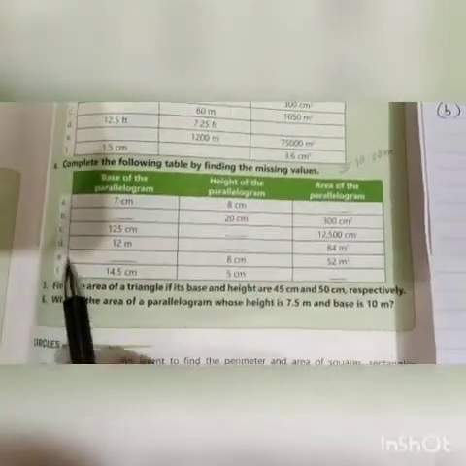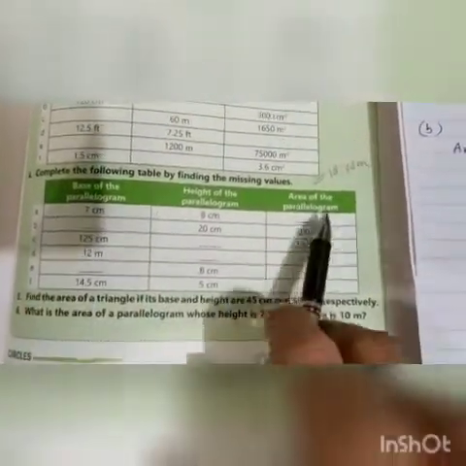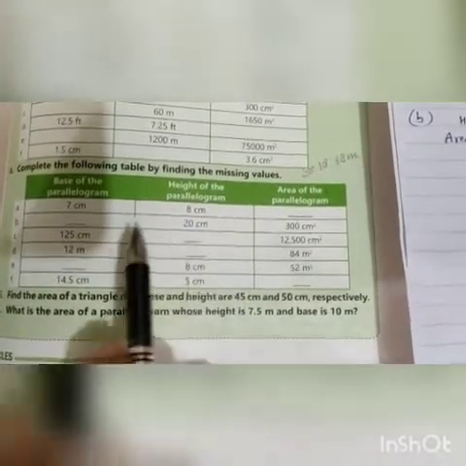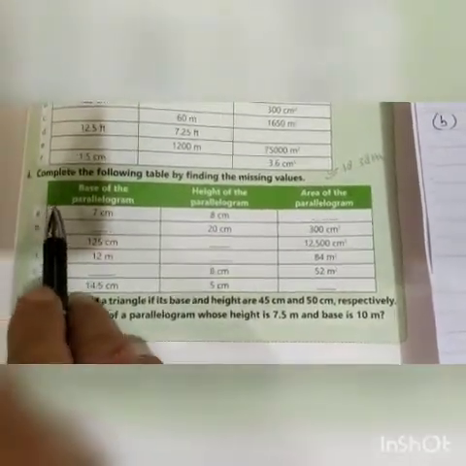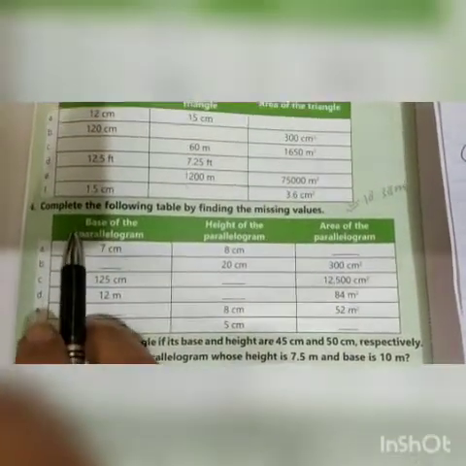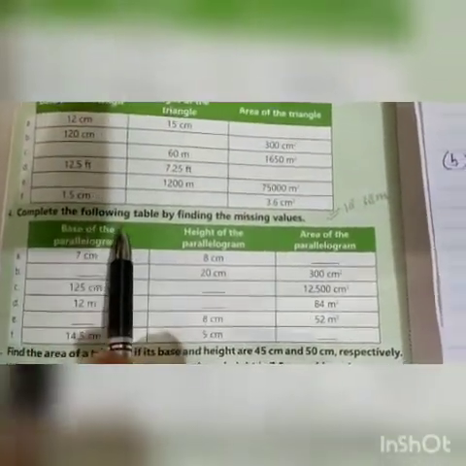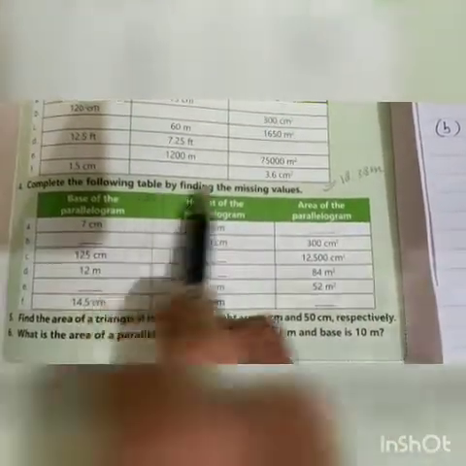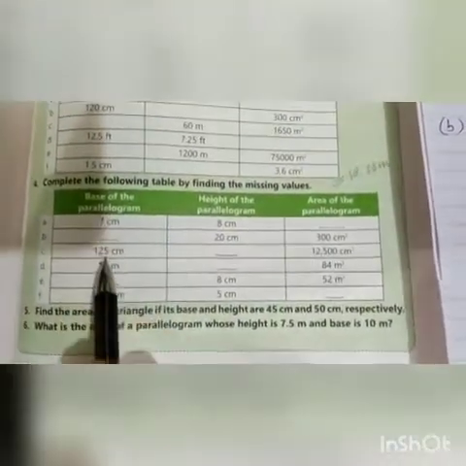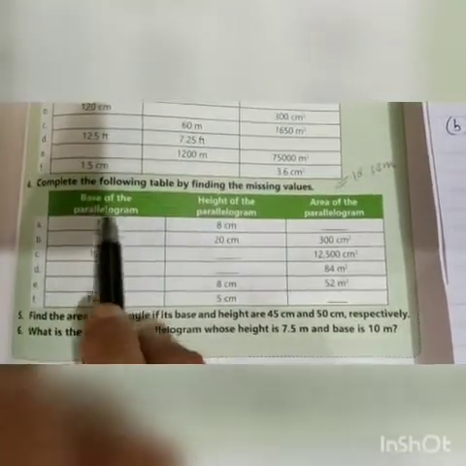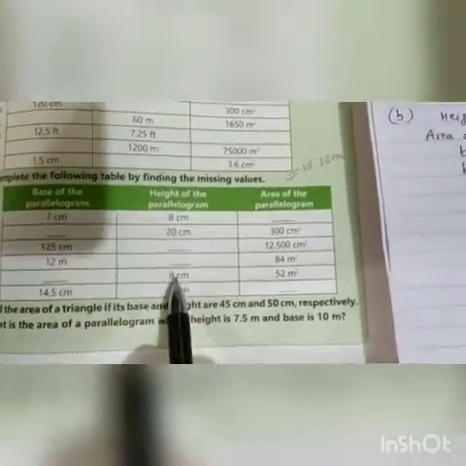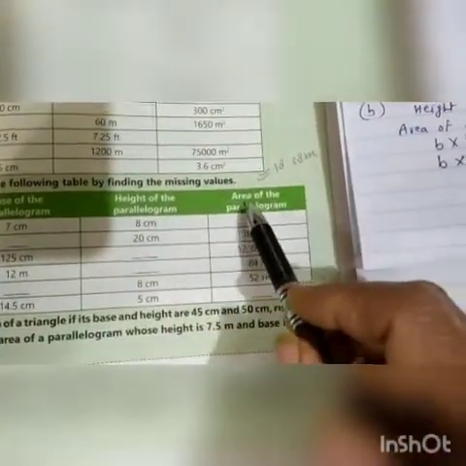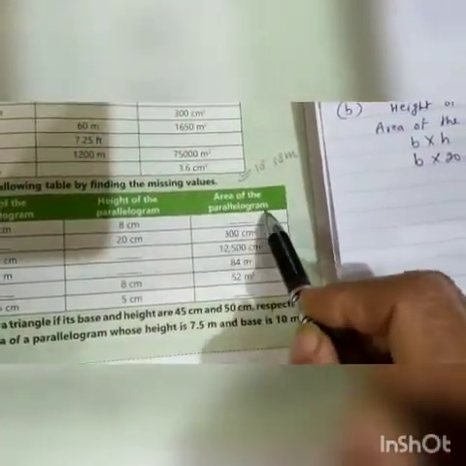In question number 4, a table is given in which some values are missing. We have to find these missing values. How? So let us see. Complete the following table by finding the missing values. This is the table given. First column tells us about the base of the parallelogram. Second column tells us about the height of the parallelogram. And third column is the area of the parallelogram.